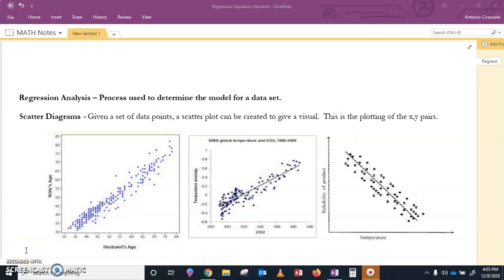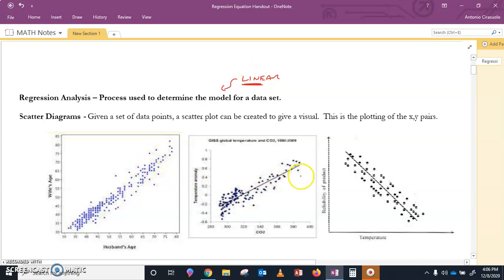So in this video, we're going to move on to the next topic, and that's regression analysis. And that's just the process to determine the model for the data set that you are given. Now, the model we're going to be working with is a linear model. In other words, we're going to be using a straight line to best represent our data set.